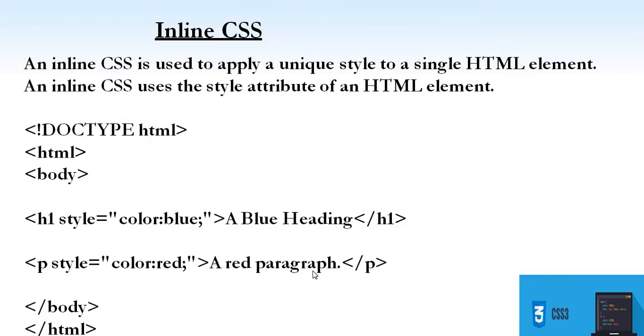So now let's understand some examples of inline, internal and external CSS. Inline is used to apply a unique style to a single HTML element. It uses the style attribute of an HTML element. See how to use it. There are two ways to use inline CSS. One is this. See, h1, and I'm using the style attribute. Within the style attribute, I have the property color with the value blue. Now, when it prints, it will show the color of this is blue and this color is red.